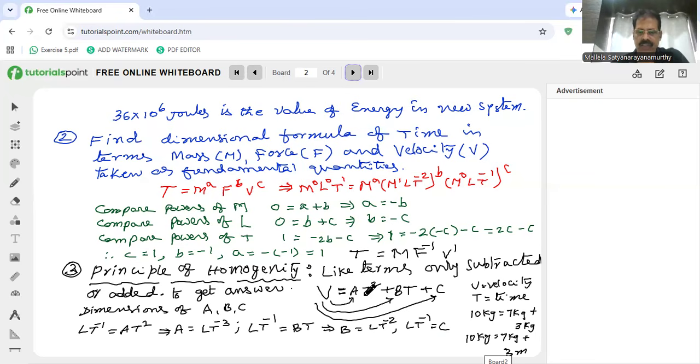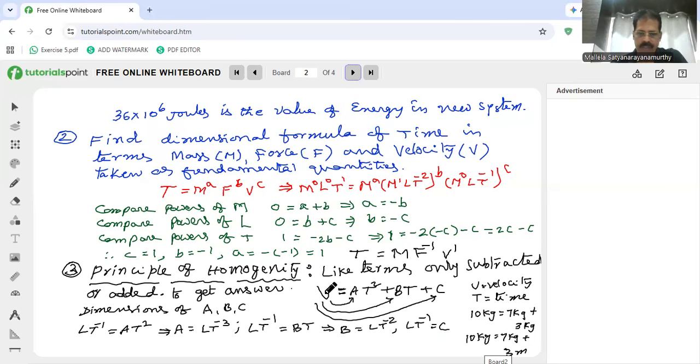Velocity is equal to AT^2 + BT + C. It was given like that. I want to find the dimension formula of A, B, C from this. V is velocity, T is time. What I told, every left-hand side term is equal to the right-hand side term, and every right-hand side term is equal to the left-hand side term. Then only you will get the equal sign. That is the principle of homogeneity.